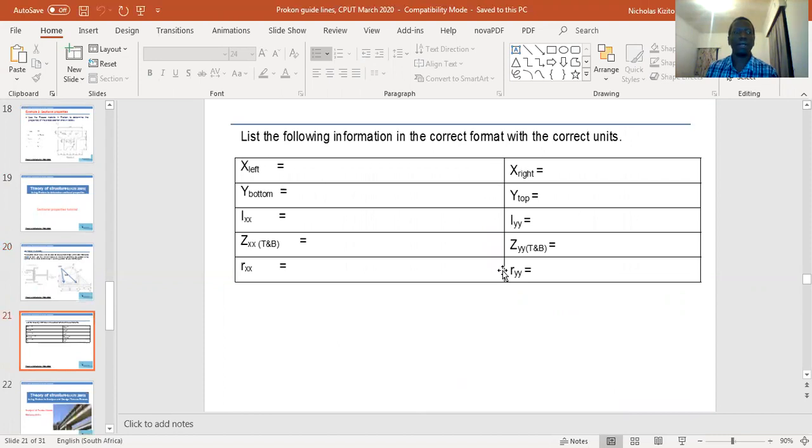Yes, basically that's pretty much it with the section properties.